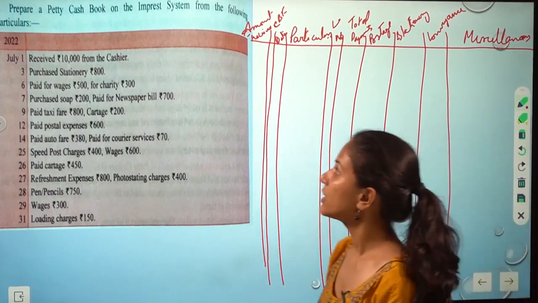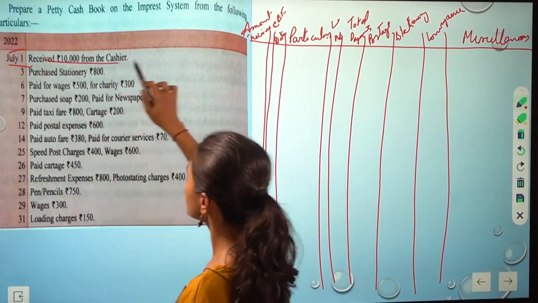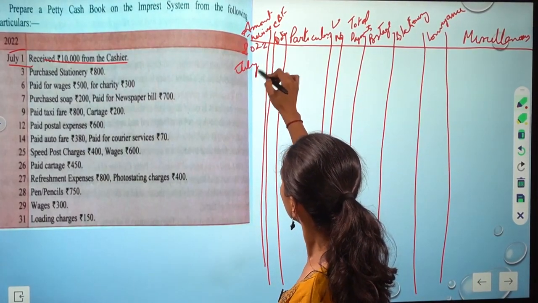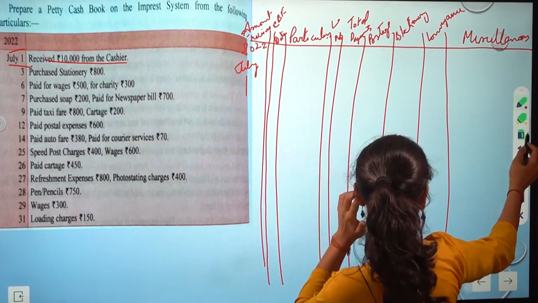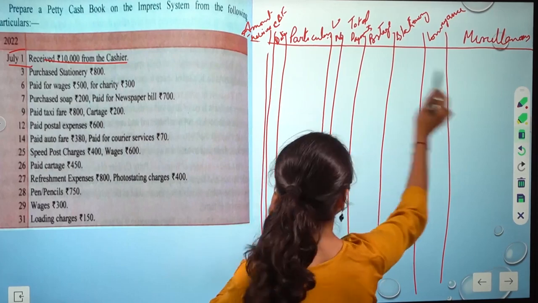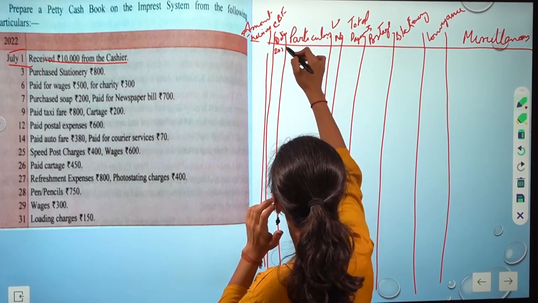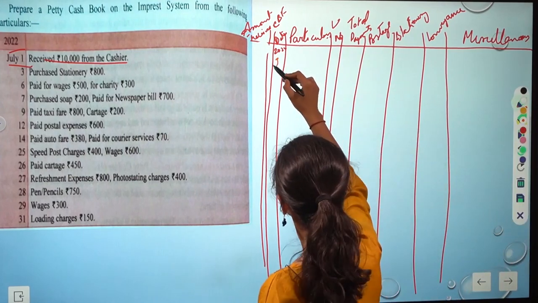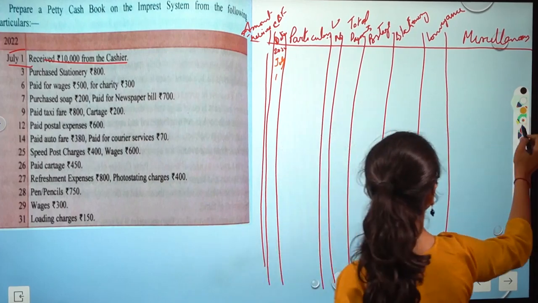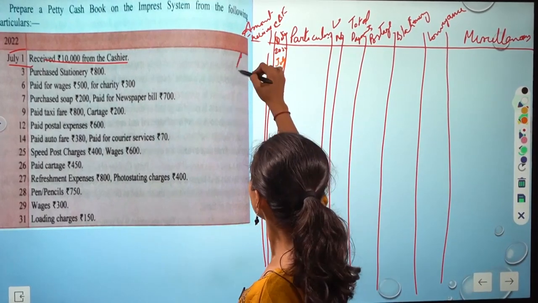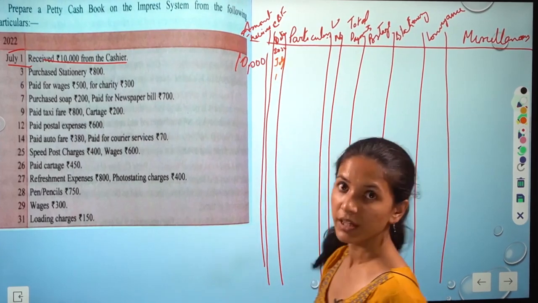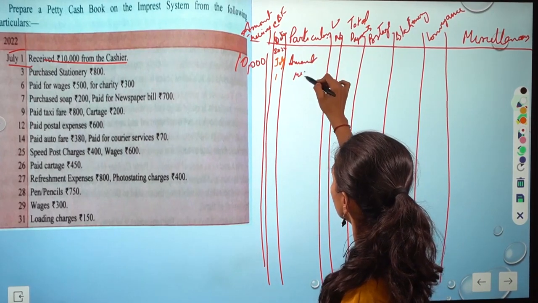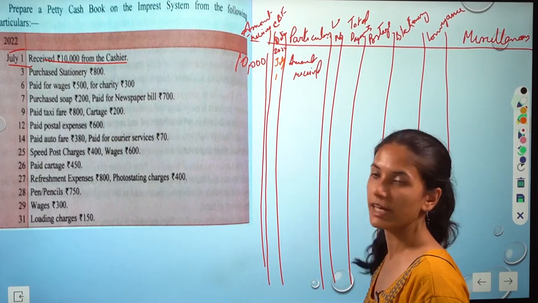Okay. First is July 1, 2022, received 10,000 from the cashier. So 2022 July, 1st July, we will write the date in this color. 10,000 received, particulars will be amount received, or you can say to bank or to cash.